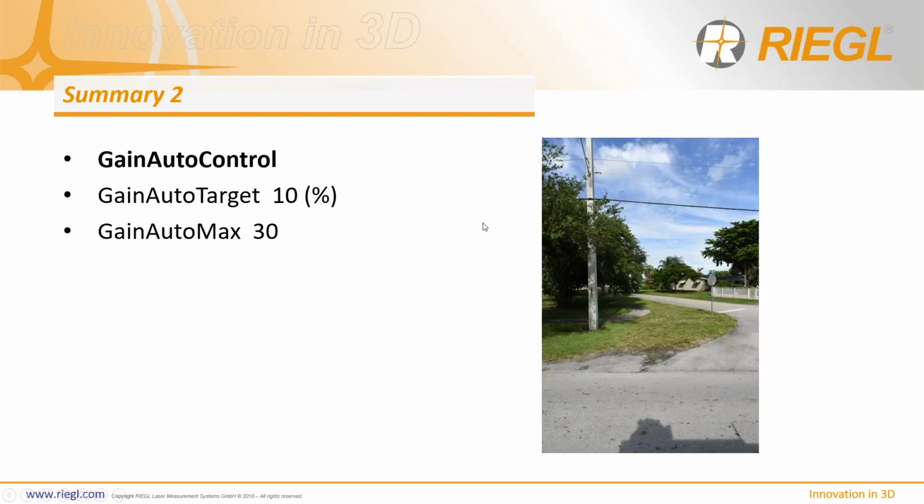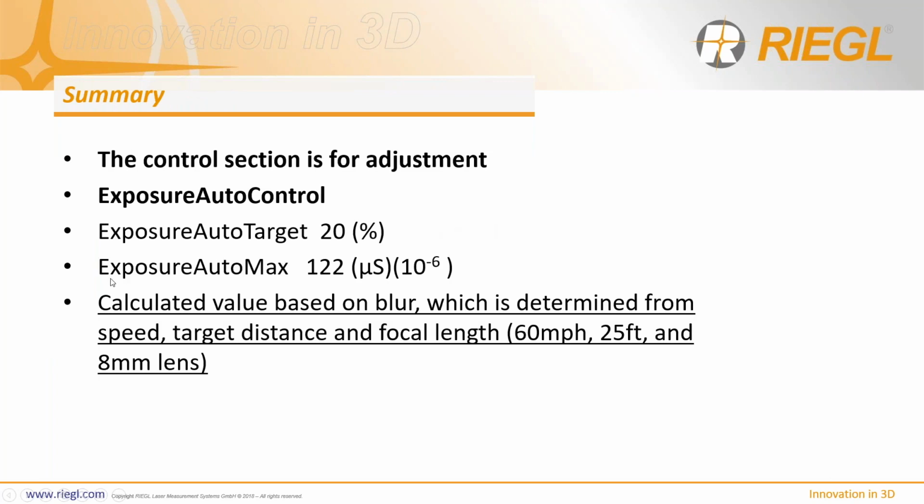the maximum. This is based on the lighting control. Oh, too far, sorry. In this case, I did a quick sample of 120 microseconds, which is calculated based on blur, which is determined from the speed, the target distance, and the focal length. So at 60 miles per hour, driving on a typical American highway, at 25 feet, looking at stuff probably off the shoulder, maybe highway signs or a little bit further away from me, and using our 12 megapixel cameras, which have an 8mm lens. That's how I was able to calculate that.